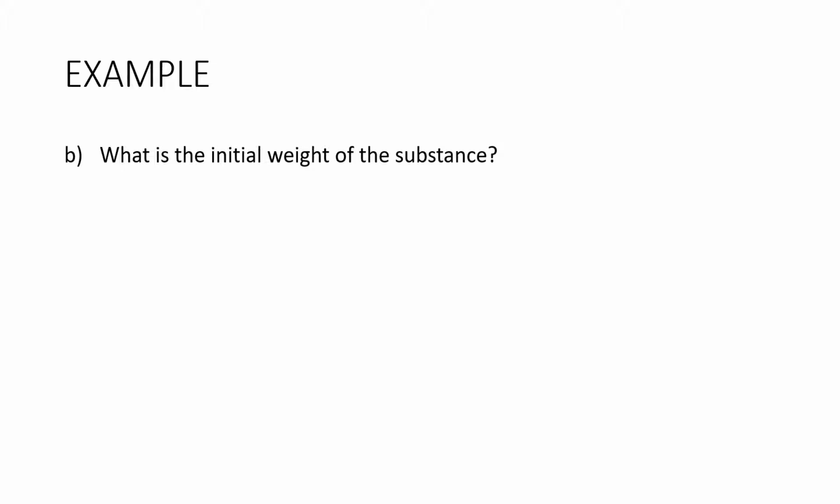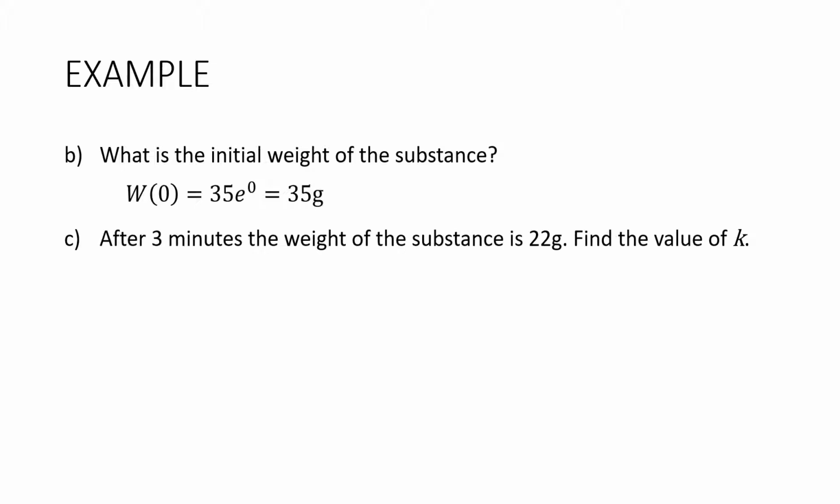B. What is the initial weight of the substance? So again, that means time equals naught. So we just substitute in t equals 0. So W of 0 is equal to 35 e to the naught. E to the naught, of course, is 1, so our initial weight is 35 grams.